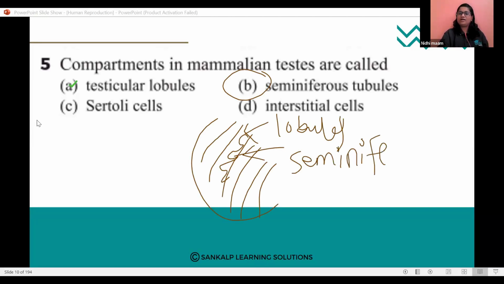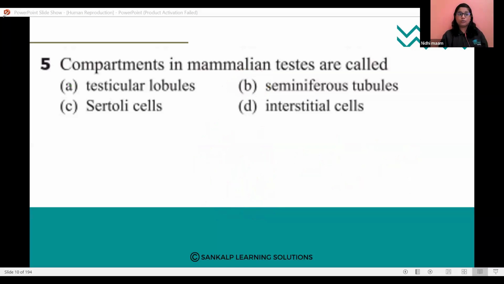Okay, so here they asked the compartments. Compartments, they asked, not the tubules, right? So for that, the right answer is option A, testicular lobules. Testicular lobules.